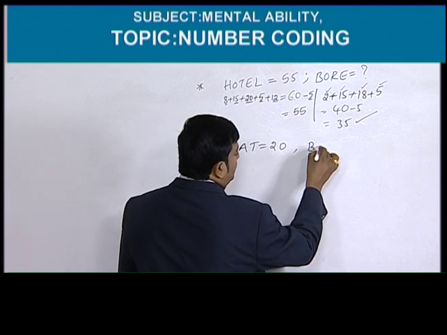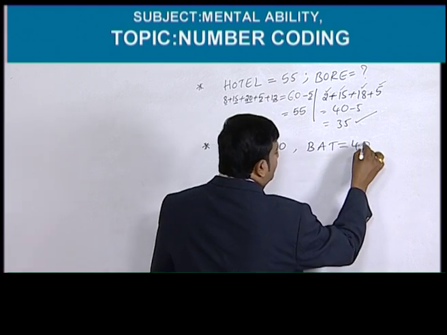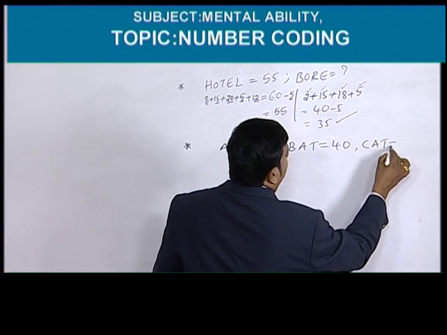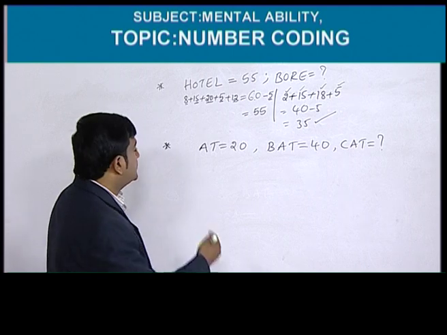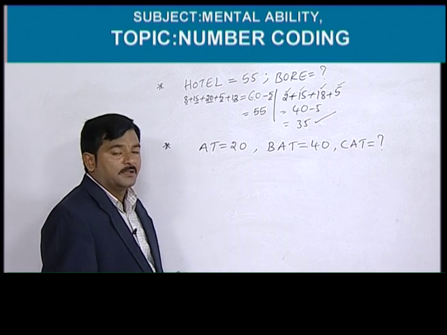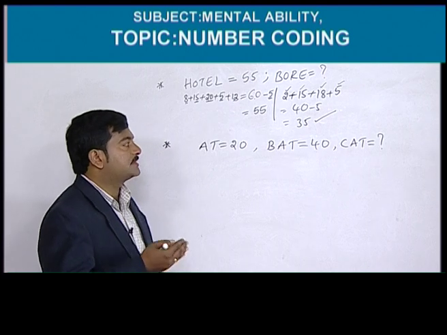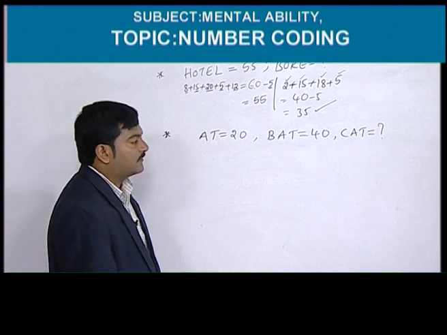In the same language, BAT means 40. Then what is the code for the given word cat? I repeat the complete question once again. In a certain code language, at means 20, bat means 40. Then he asked to find the code for the given word cat.